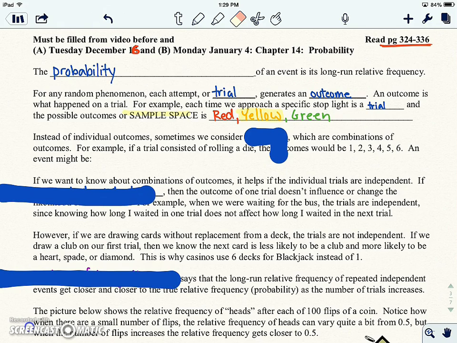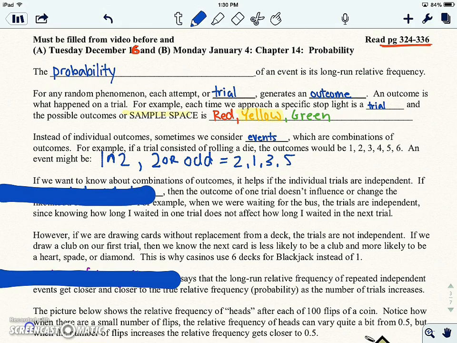Instead of individual outcomes, sometimes we consider events, which are a combination of outcomes. For example, if a trial consists of rolling a die, the outcome would be 1, 2, 3, 4, 5, or 6. An event might be rolling a die twice and getting a 1 on the first one and a 2 on the second one. Or in just one roll, we could say getting a 2 or getting an odd one, in which case we're looking at getting a 2, 1, 3, or 5. So it's a combination of outcomes.